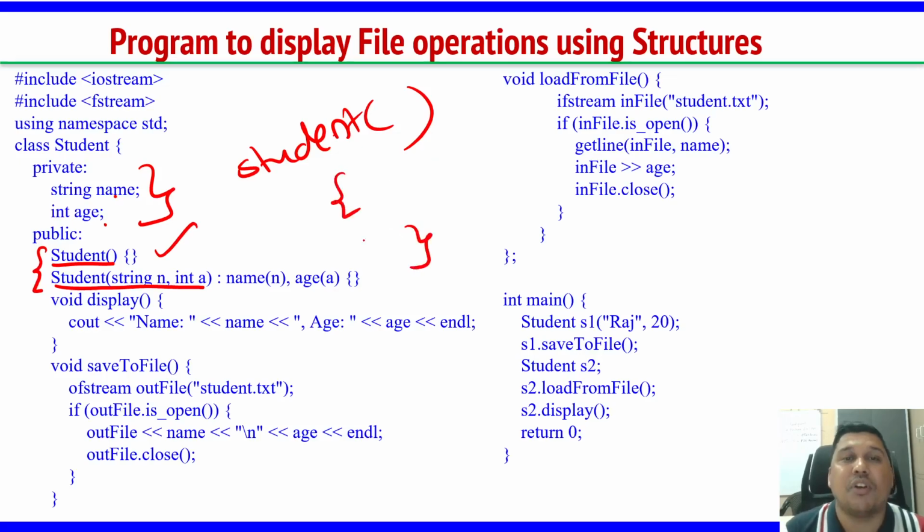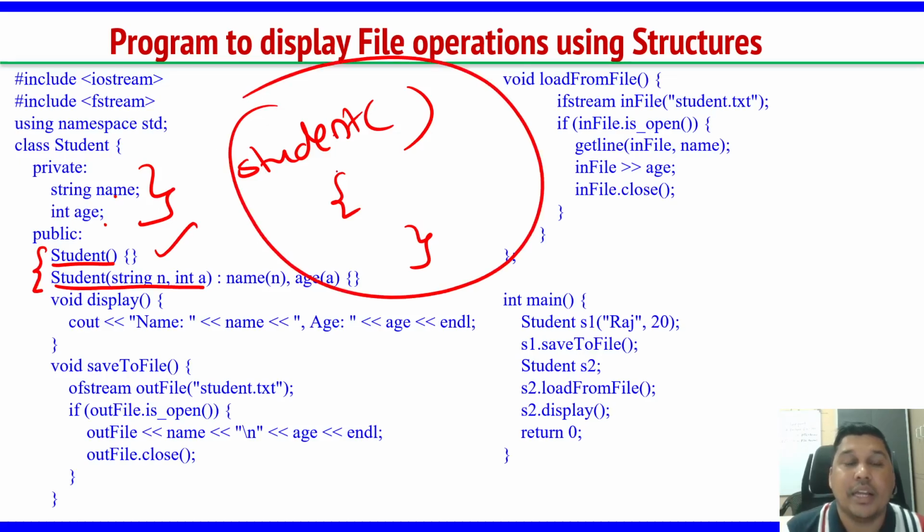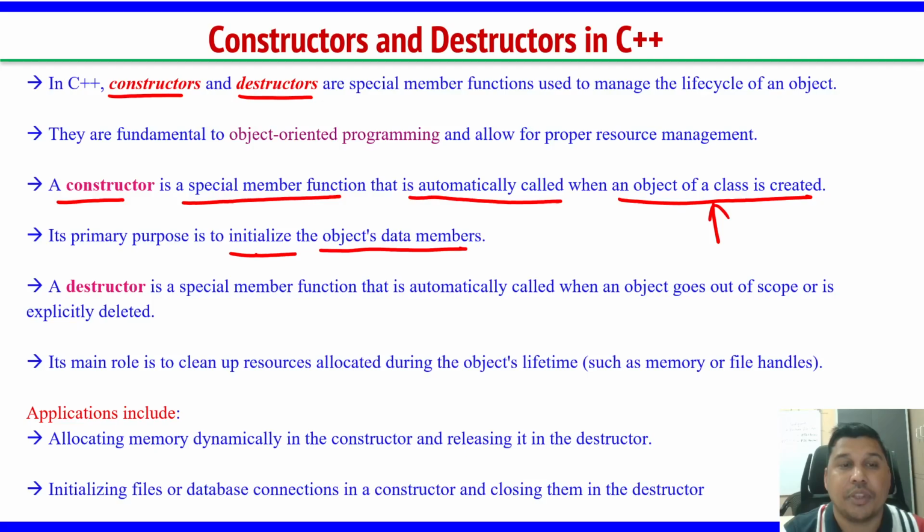See again, I am using flower brackets also, so it's very clear this is a function. As soon as you are creating an object, this function will be executed by default. Whatever statements you write in it will be executed. So that is a constructor. What is a destructor?